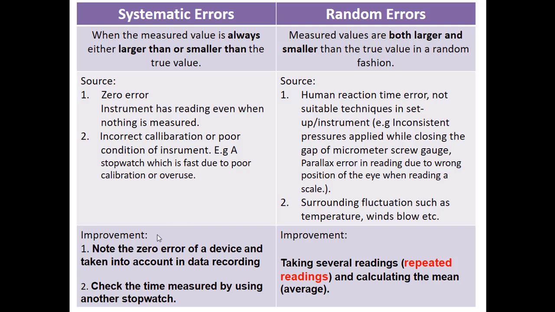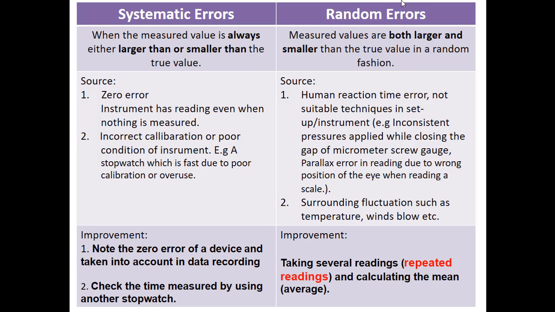So, in order to improve the source of error, for example, for zero error, we might note down the zero error of a device and take it into account in data recording. Then for the incorrect or poor condition of a stopwatch, maybe we can check the time measured by using another stopwatch.